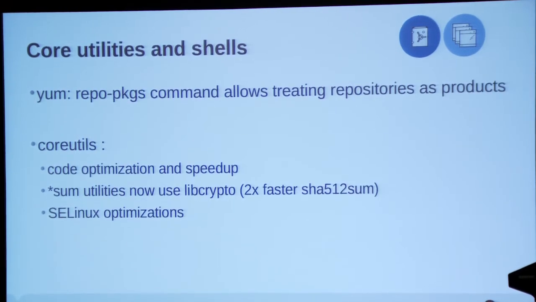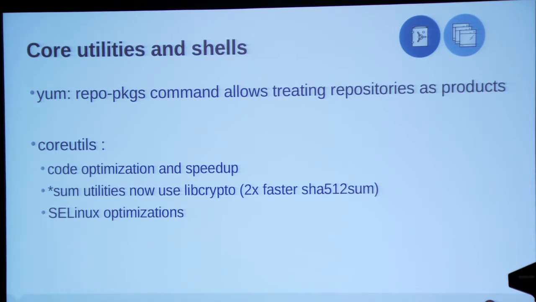Next item, repositories and shells. YUM, the popular package upgrade manager, comes with the repo-packages command, which allows you to treat repositories as products. This way you can update or remove only part of your system.